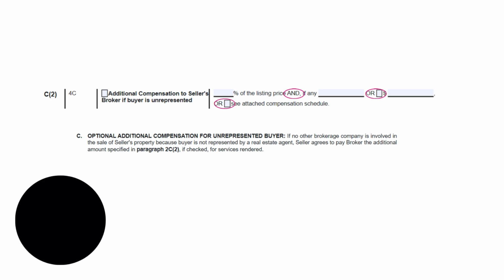Just like the lines above, you would check the box that you are agreeing to include this additional compensation in the event that the buyer is unrepresented. And then you would fill in the terms just as you did above, whether you're going to do a percentage, a flat rate fee, or a compensation schedule.